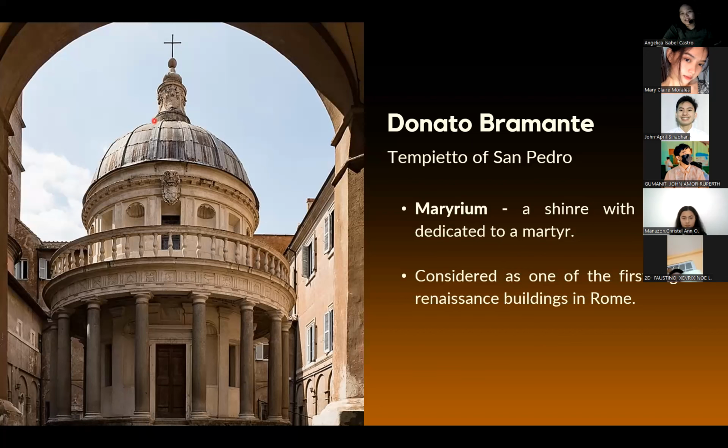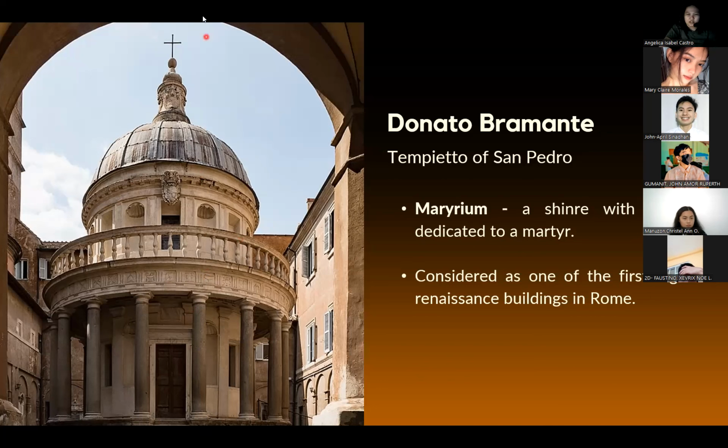Looking at the plan, this is one of the most classical buildings, as classical as it could get. You have a circular dome, a circular plan, you have your Doric orders, you have your frieze, you have your triglyph and your metope, you have your masonry construction. It's made out of masonry.